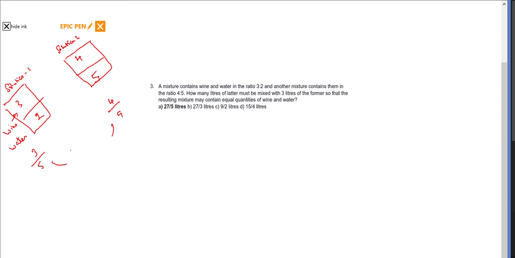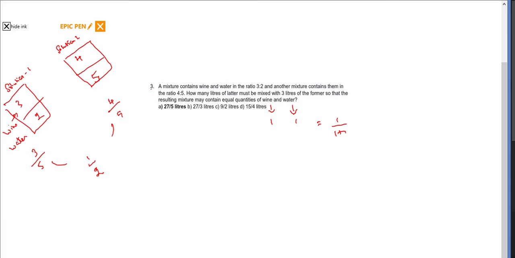And when we mix these two, how many liters of latter must be added with 3 liters of former so that the resulting mixture may contain equal quantities of wine and water? So what does equal quantities of wine and water mean? Wine 1 part and water 1 part. So the total would be 1 plus 1, 2 parts. Out of 2 parts, 1 part is wine, right? So 1 by 2, we are going to get this particular mixture.